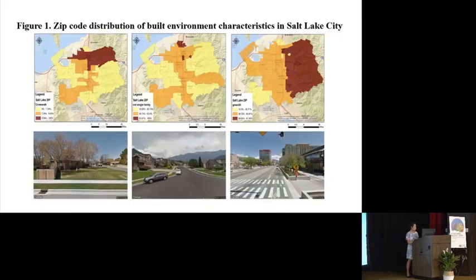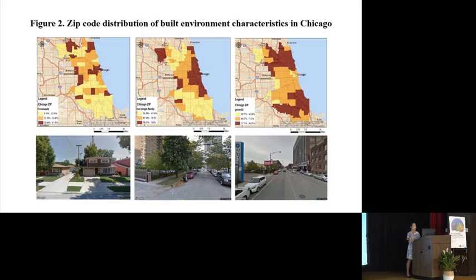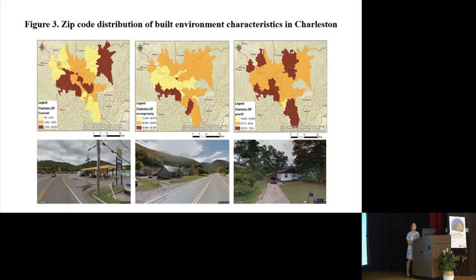So these are some images of the 3 cities. For our pilot study, we looked at Salt Lake City. Salt Lake is very unique. It has wide streets and is very green. It's kind of a medium-sized city. Chicago, of course, is a very dense city. And then we have Charleston, which is more rural. The housing looks different. There's, of course, more vegetation.